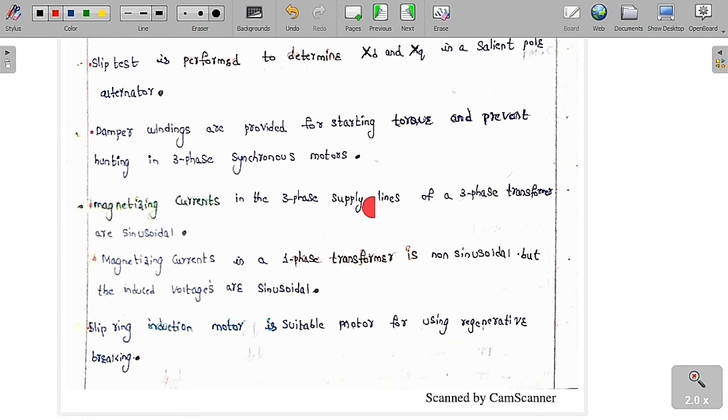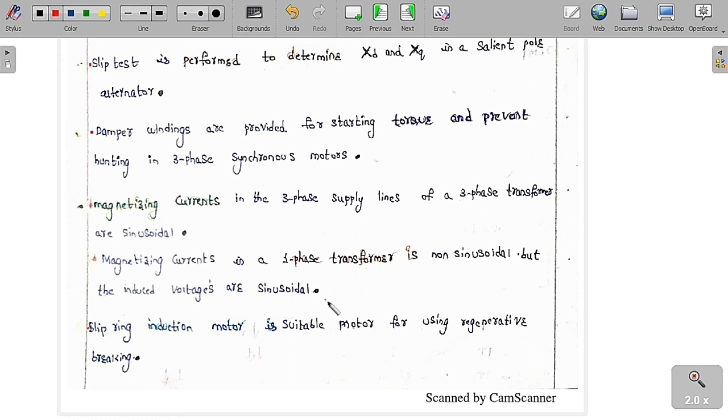The magnetizing currents in the three-phase supply lines of a three-phase transformer are sinusoidal, whereas the magnetizing current in a single-phase transformer is non-sinusoidal, but the induced voltages are sinusoidal, because the magnetizing current is non-sinusoidal but the flux is sinusoidal. So if the flux is sinusoidal, the EMF is also sinusoidal. This is a very important point.